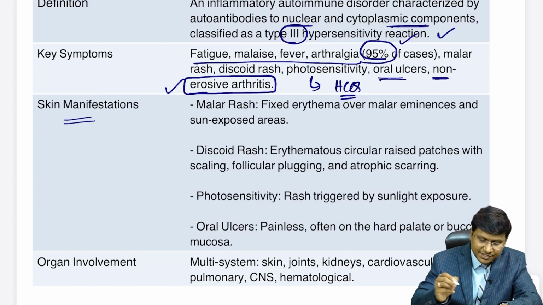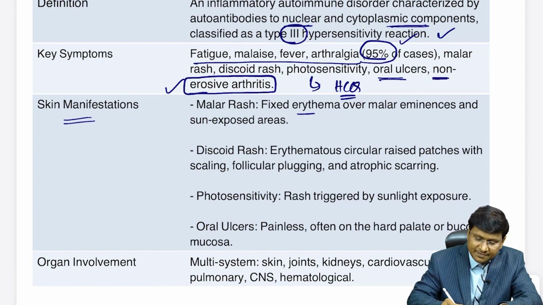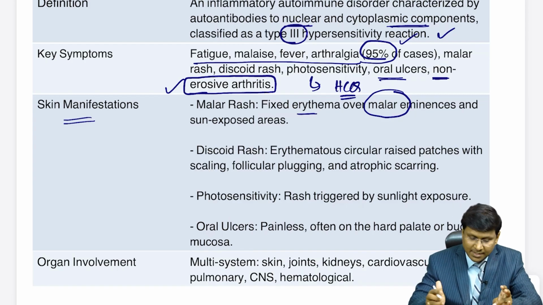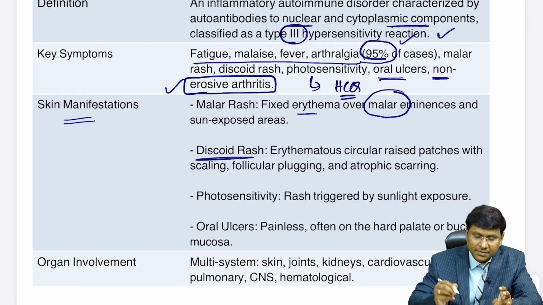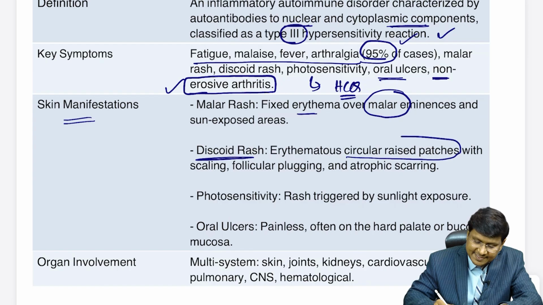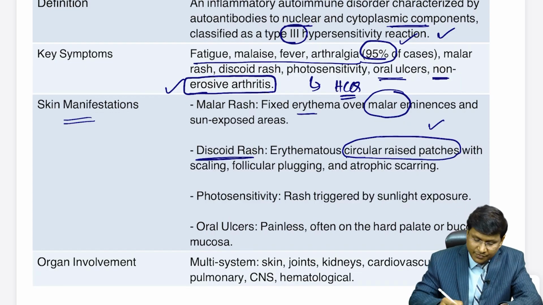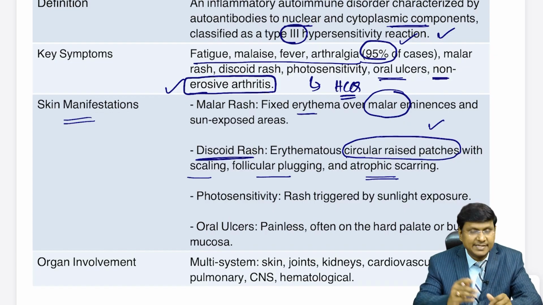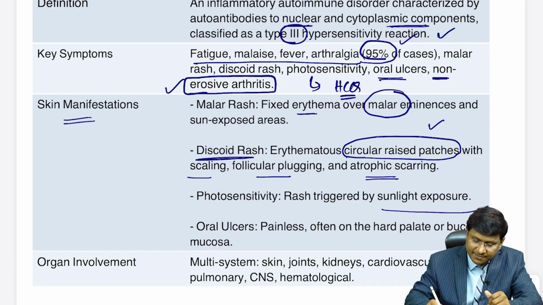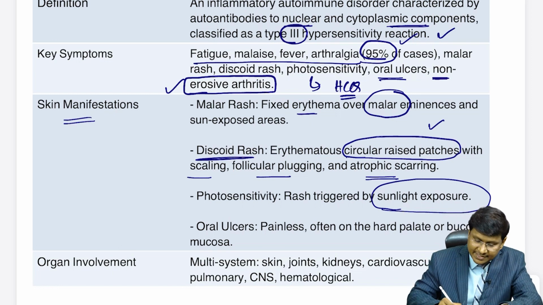If you take the skin manifestations in these patients, they will be in the form of malar rash, that is a fixed erythematous rash mainly over the malar eminences as well as the sun exposed areas. Next important is the discoid rash. It is erythematous, circular, raised patches with scaling, follicular plugging, as well as atrophic scarring. Photosensitivity is triggered by sunlight exposure.